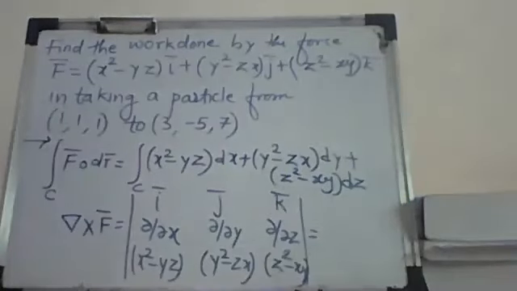You can see that i bar times with respect to y. What is the derivative with respect to y? Minus x. Now what is the derivative with respect to z? It is minus of minus x. That means it will become plus x. So the i component goes to 0.